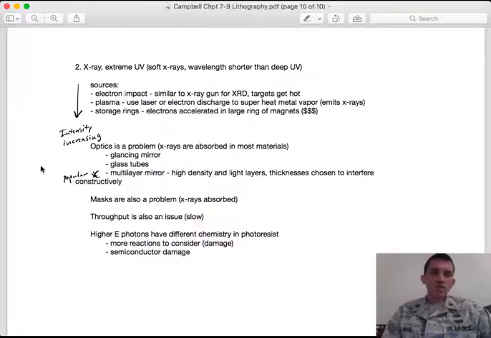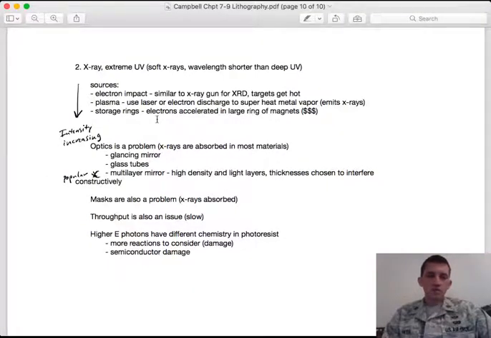To generate X-rays, you need a different source, right? We're not looking at a plasma or a gas discharge. Here we need a different source. Some of them that could be used are electron impacts. So this would be how the X-ray gun was operated for X-ray diffraction.